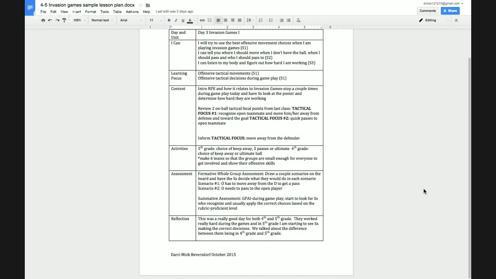And then the summative assessment, I started this day to start looking for students who recognize and usually apply the correct choices based on the rubric. If they usually apply those correct choices, then they're at the proficient level. And so I started looking at that already this third day of the unit, and I will continue to look at that all the way through day 8.